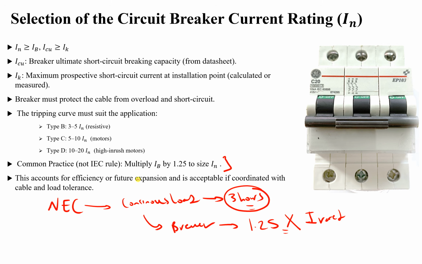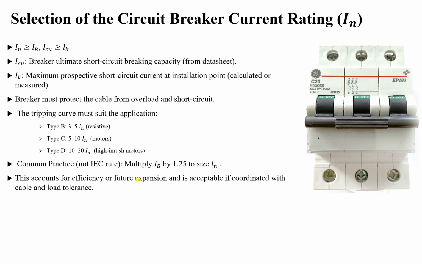Now, if you are following IEC strictly, then don't multiply by 1.25. This is if you would like to follow IEC strictly. Usually in my videos, I use the 1.25 as a safety margin for future expansion and for following the NEC standard. Now, for overload, we said that this one is used for short circuit protection.